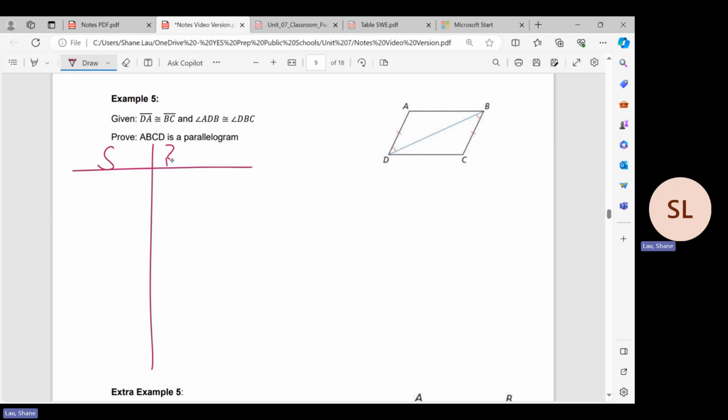So, statements and our reasonings. Always our first statement is going to be the given. So DA is congruent to BC and angle ADB is congruent with angle DBC, and that's going to be our given.